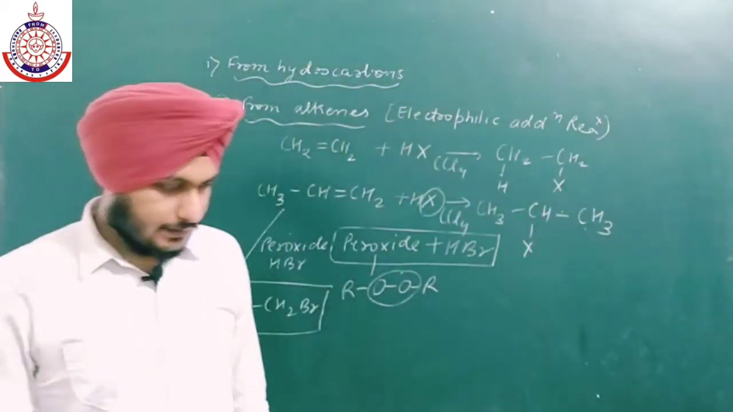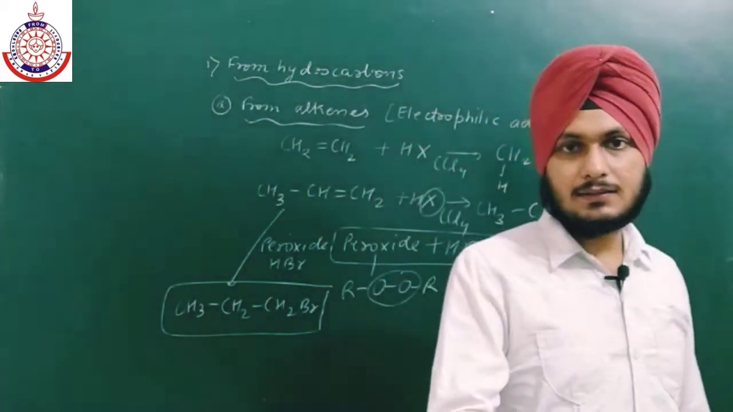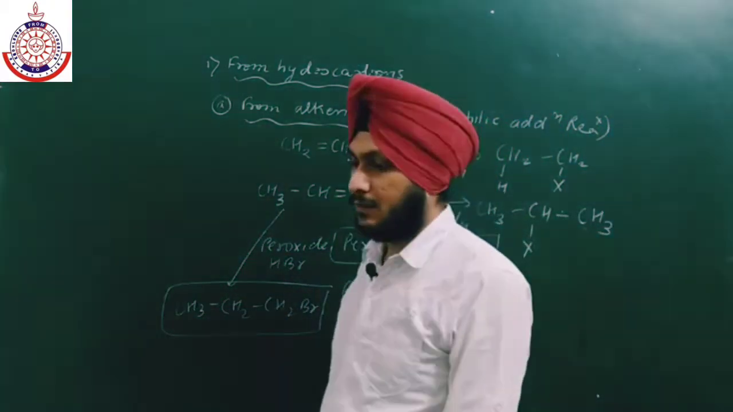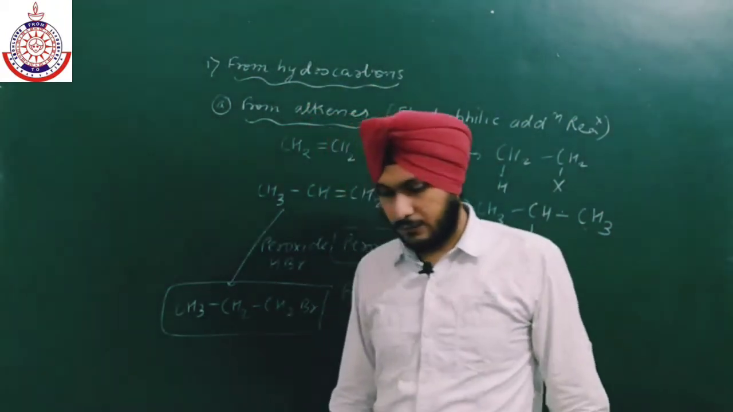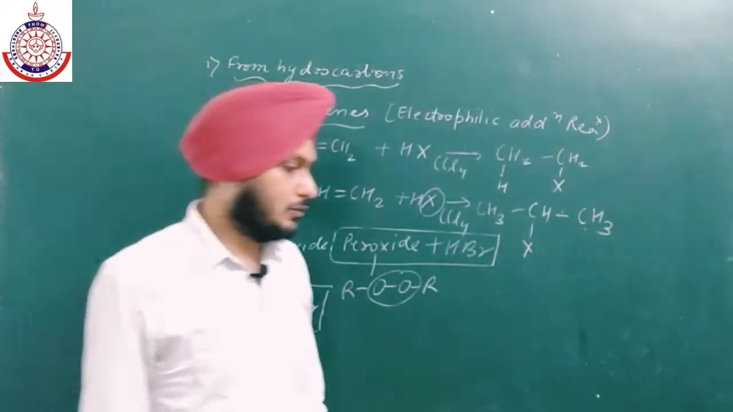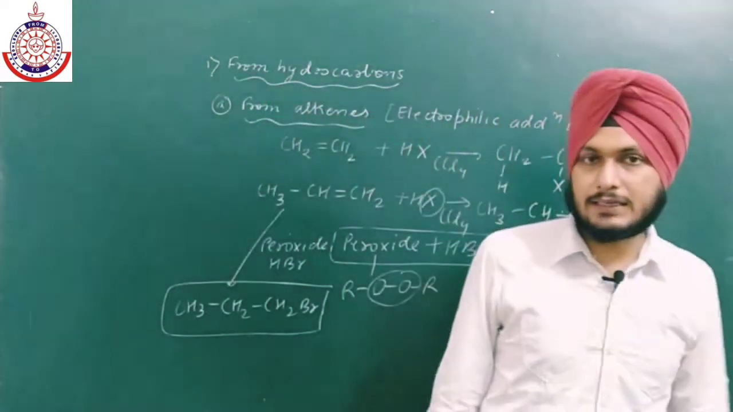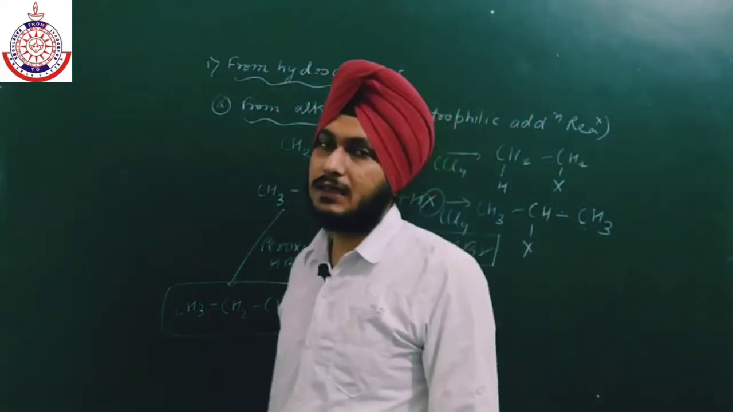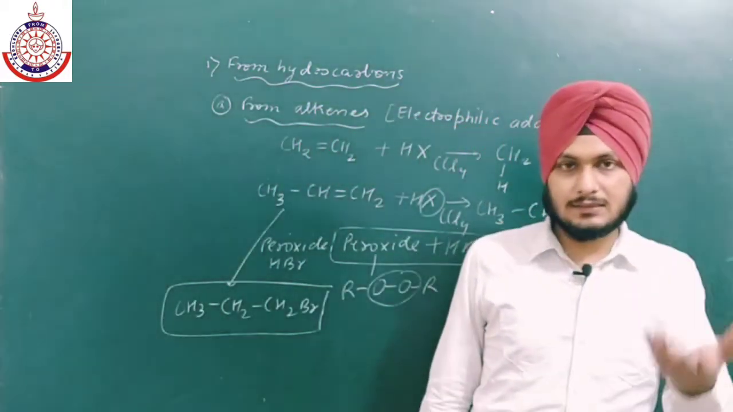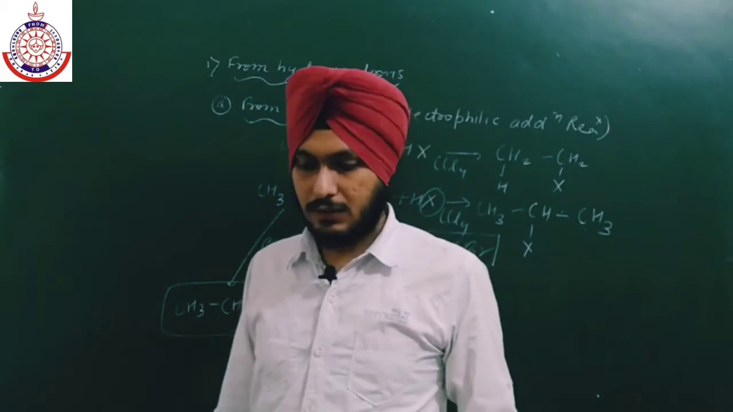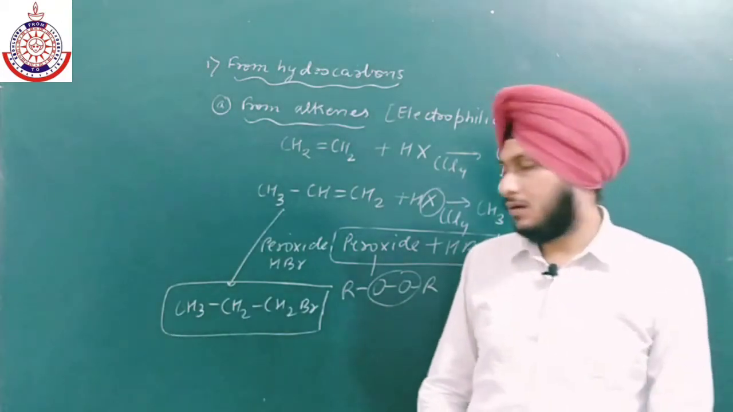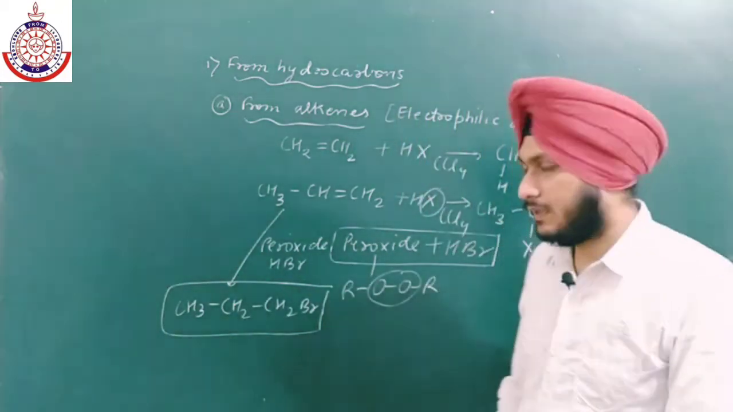We have already discussed the mechanism of the previous reaction, the electrophilic addition reaction. Now what is the mechanism of this peroxide reaction? It follows a free radical mechanism, the free radical addition reaction, which is the third type of addition reaction. Firstly we have electrophilic addition, second nucleophilic addition, and third free radical addition. Nucleophilic addition we will discuss in the next chapter, on aldehydes, ketones and carboxylic acids.